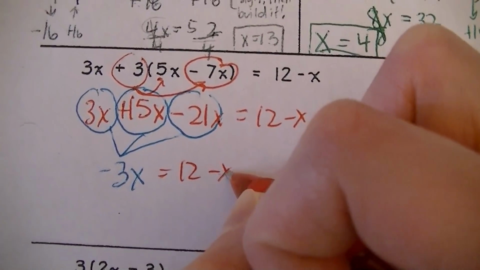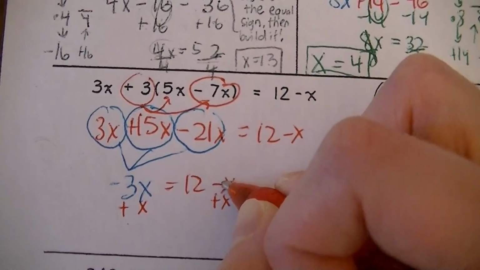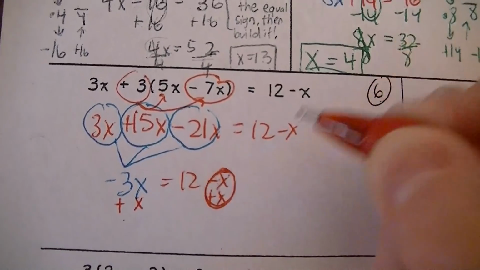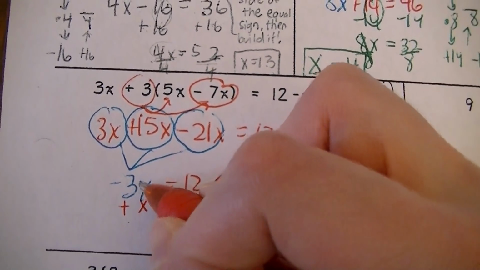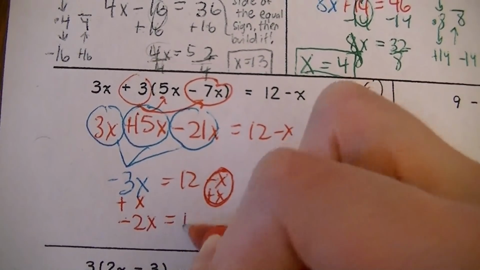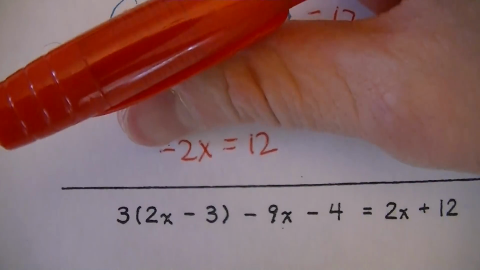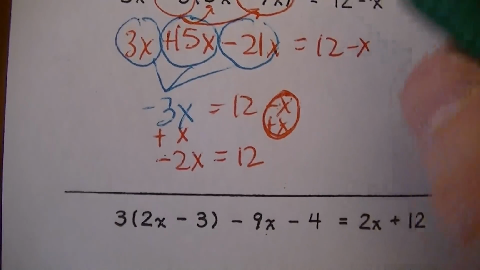So the inverse operation of subtract x is to add x and do that to both sides of that equal sign. Negative x plus x is 0. Negative 3x plus x is negative 2x. Bring down your equal sign, bring down the 12. Okay, look. Now you've got just a variable on one side of the equal sign. You could build it now.